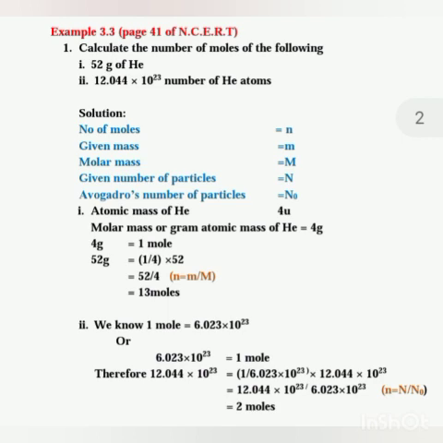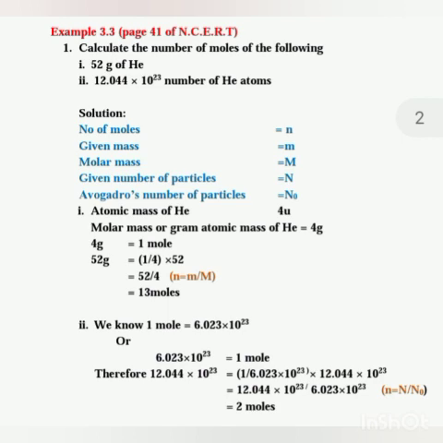Another example: we have to find the number of moles of 12.044 into 10 raised to power 23 particles. Now we all know that in 1 mole there are 6.023 into 10 raised to power 23 particles, or 6.023 into 10 raised to power 23 particles are present in 1 mole. So 12.044 into 10 raised to power 23 particles are present in how many moles?